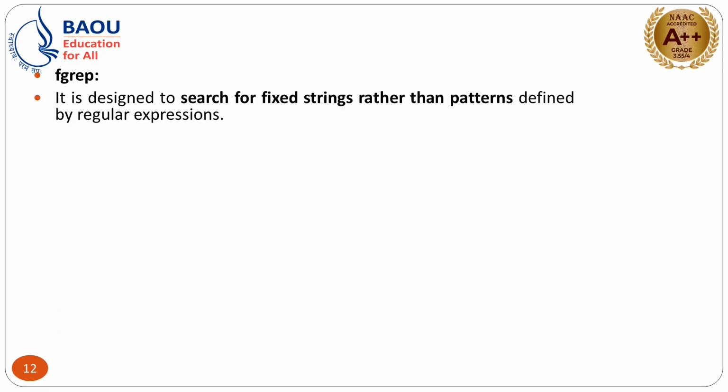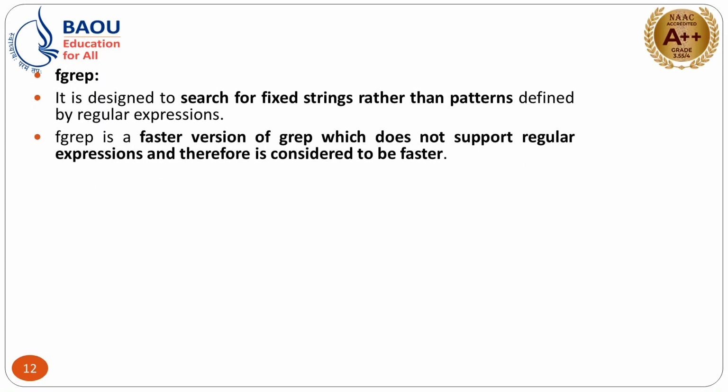Now next is fgrep, that is, fixed search string that you want to search other than the patterns. If you are comparing grep and egrep, this fgrep is faster in processing. Why? Because in grep and egrep they are searching for specific patterns. That means whatever patterns or symbols you are using have some special meaning.